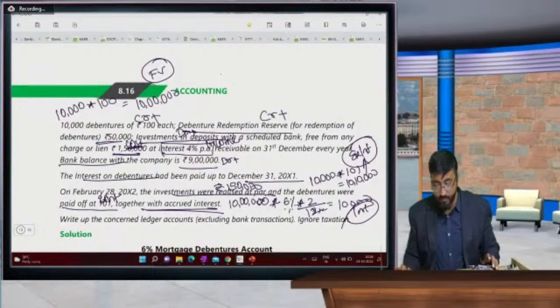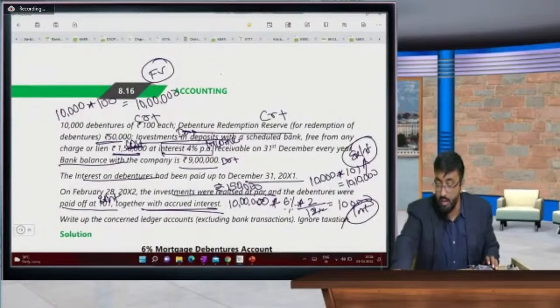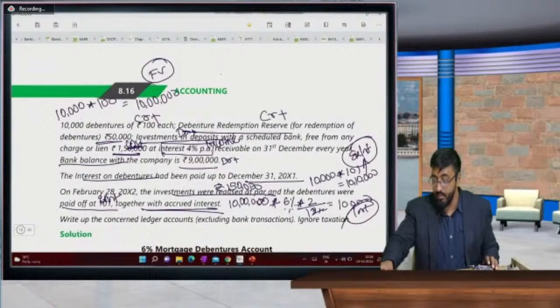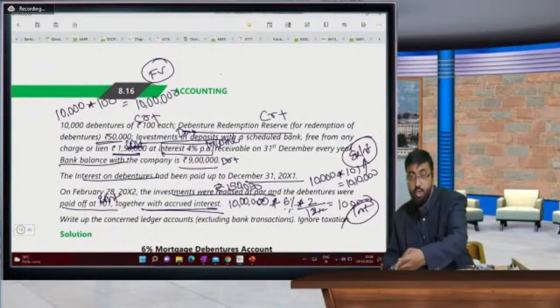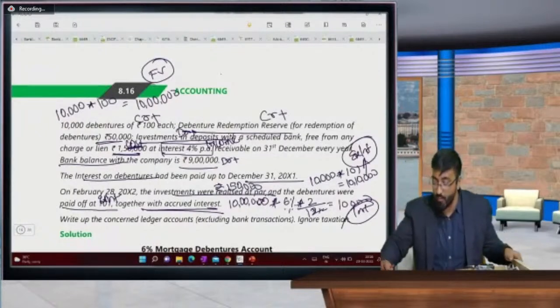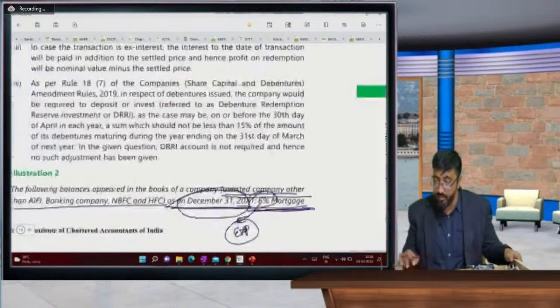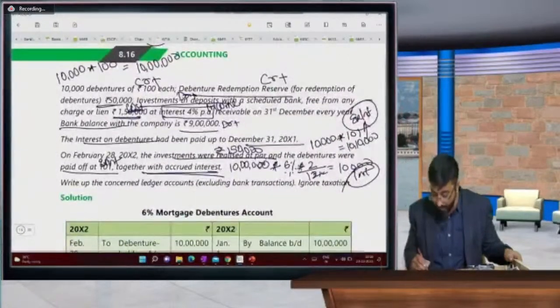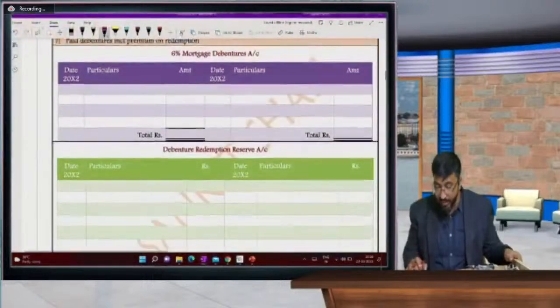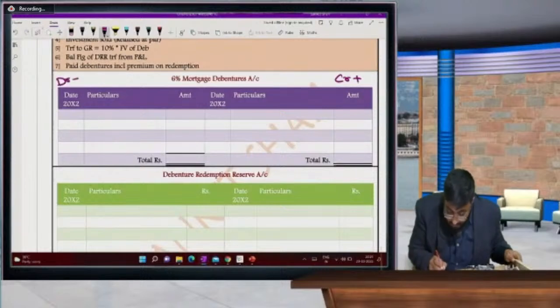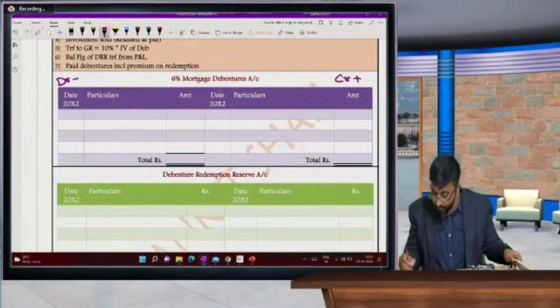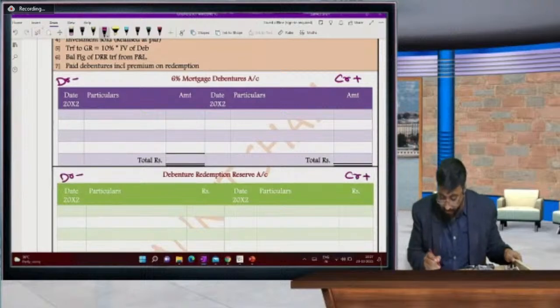Now easy. Now all ledger accounts we have to write. See beta, this question is very easy once you understand the logic behind it. Let me tell you the logic. Now we have to open different accounts. So the first step is to open accounts. How many accounts? Debentures account. Debentures is credit plus, debit minus.